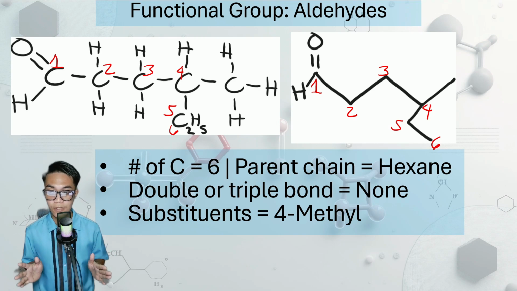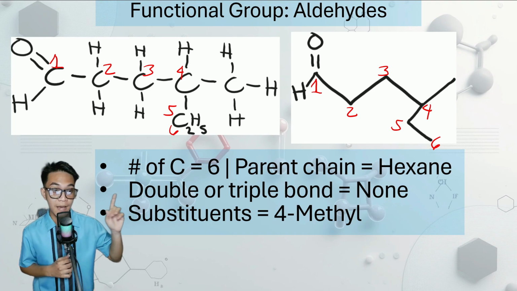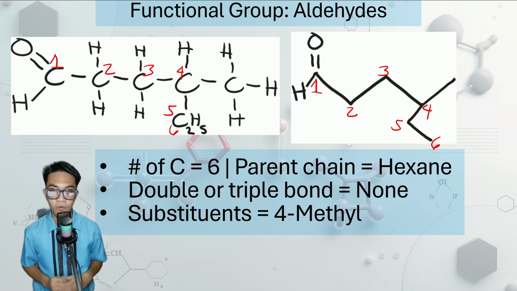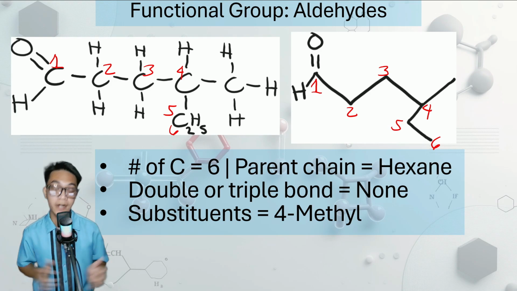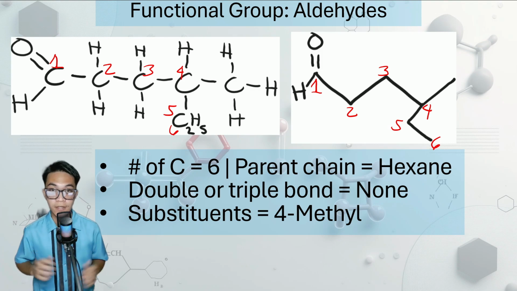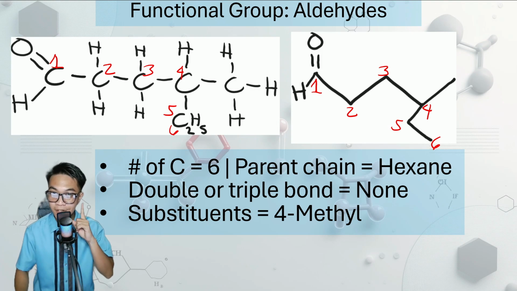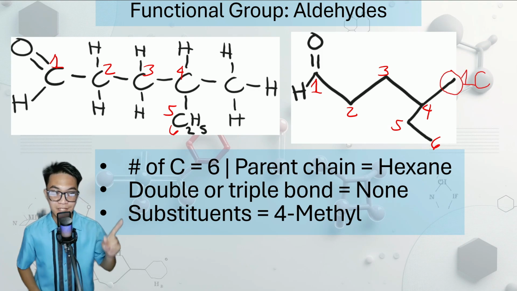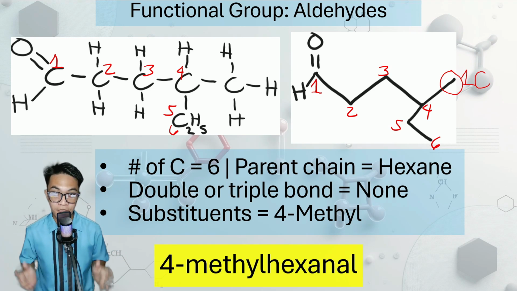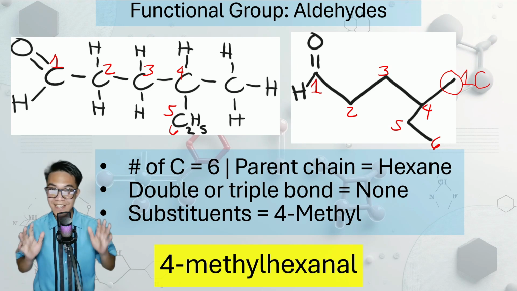How about our third checklist item? Do we have any substituent? Yes, there is. As we can see, it's a methyl group located on our 4th carbon. So our substituent is 4-methyl. Now that we have our variables, let's add them: substituents plus the parent chain, then change the suffix to -al, and we have our aldehyde name. So this aldehyde is named 4-methylhexanal. It's just easy, right?